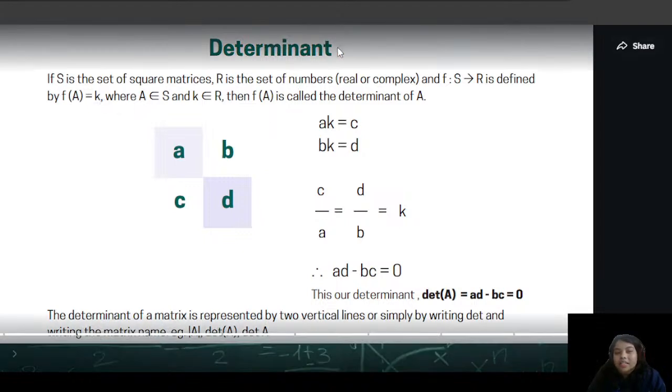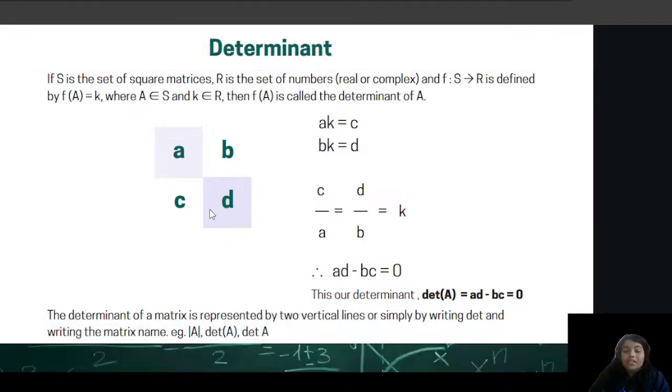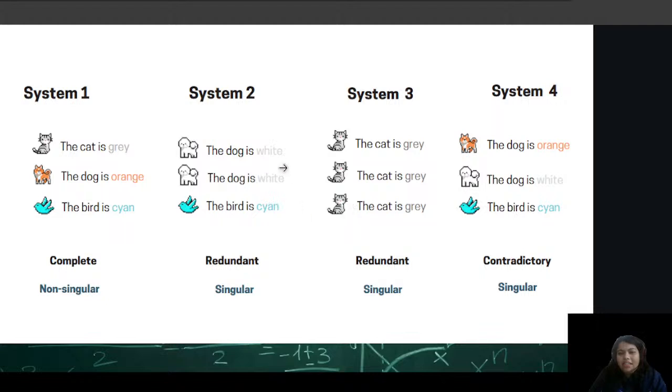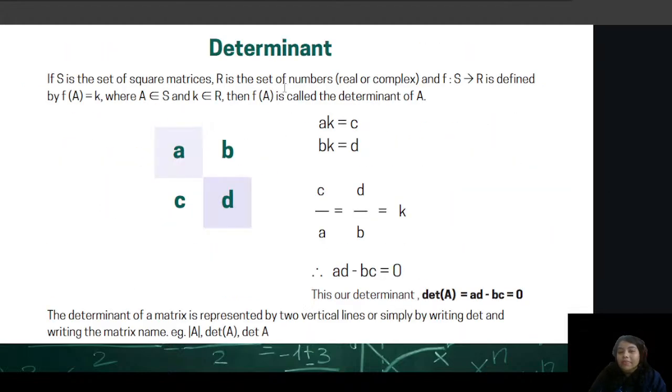So what is this determinant? Determinant is helping us to figure out a certain value, the relationship between the rows, so that we can conclude whether the system is singular or non-singular, which is a very simple way. Previously we did a very broad analysis, whether there is repetition, redundancy or contradiction, but we can simply deduce whether a system is singular or non-singular in a much prettier way, which is the determinant.